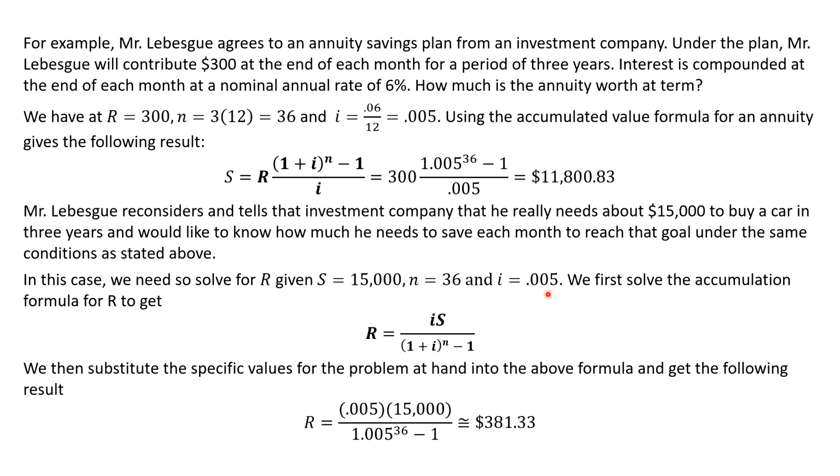And then we just plug in the values we have here. i is, as before, 0.005. S is 15,000. Then we have (1 plus i) to the 36th power minus 1. And so he would need a little bit more, actually quite a bit more. He would need $381.33 every month under these interest rate conditions to get to his goal of $15,000 over a 3-year period.